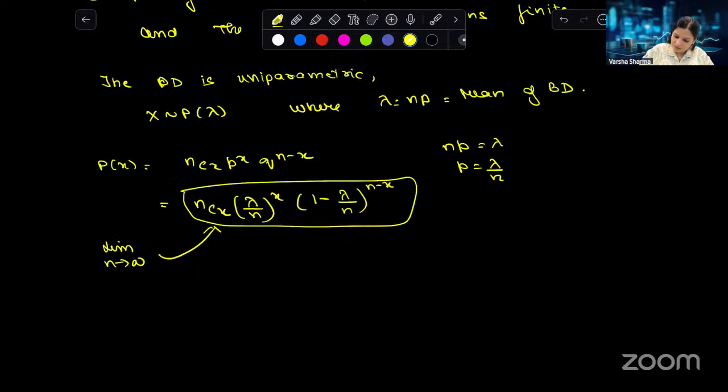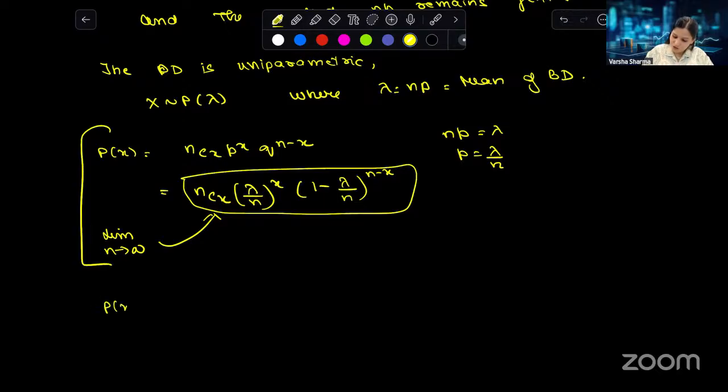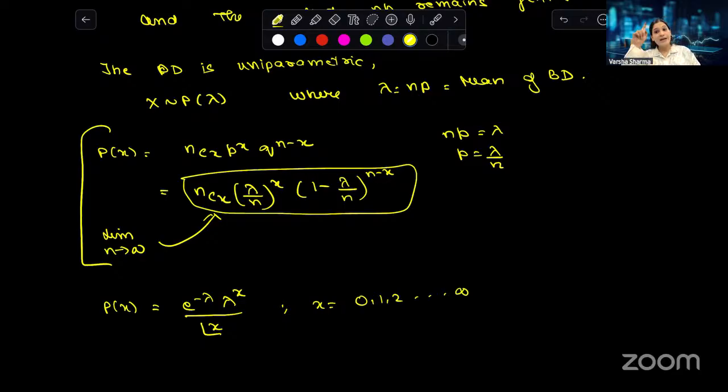So the formula for Poisson distribution is e power minus lambda, lambda power x by factorial x, where x can go for any whole number. Now, this is a very important difference. In binomial, x went till only n. In Poisson, it can go up to infinity. Clear?